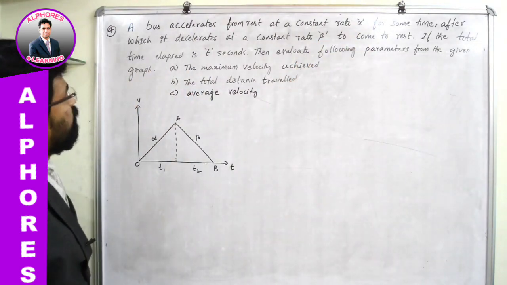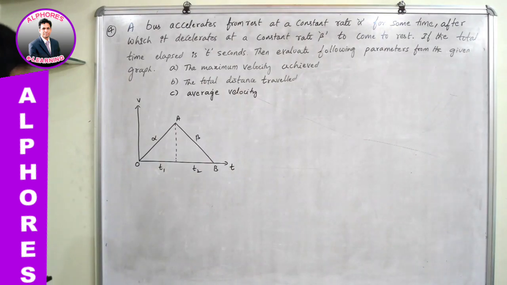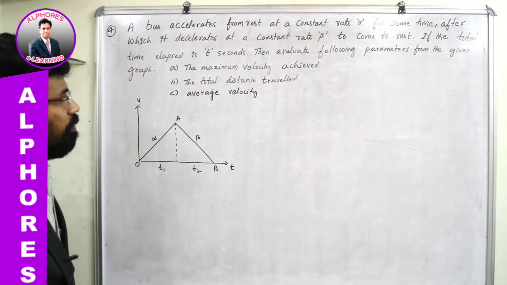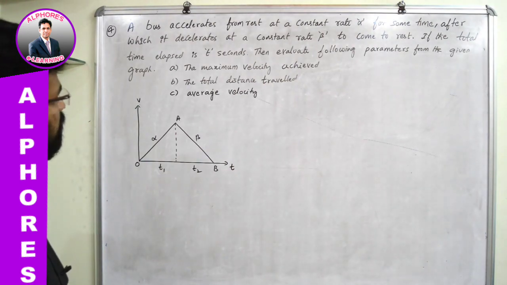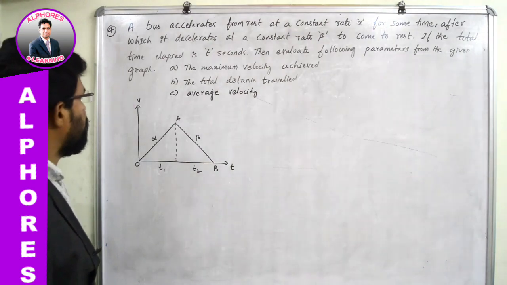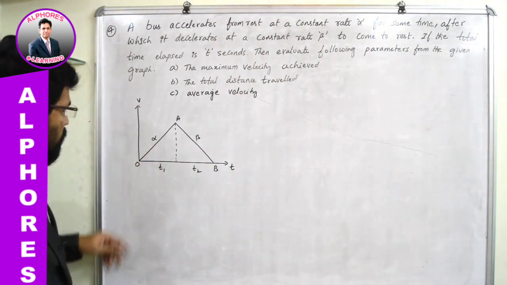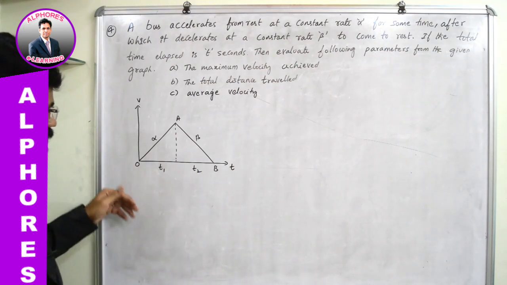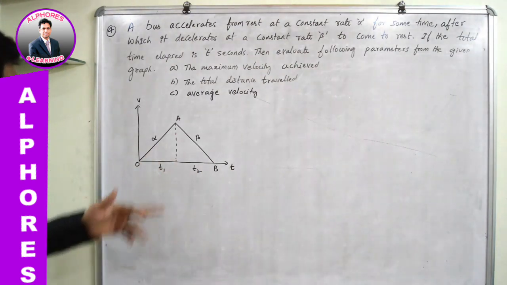So let me read again. A bus accelerates from rest at a constant rate alpha for some time, after which it decelerates at a constant rate beta to come to rest. If the total time elapsed is t seconds, then evaluate the following parameters from the given graph. So this is the graph given. What was said? Total time elapsed, when it has finished the complete journey, how much time it has taken?